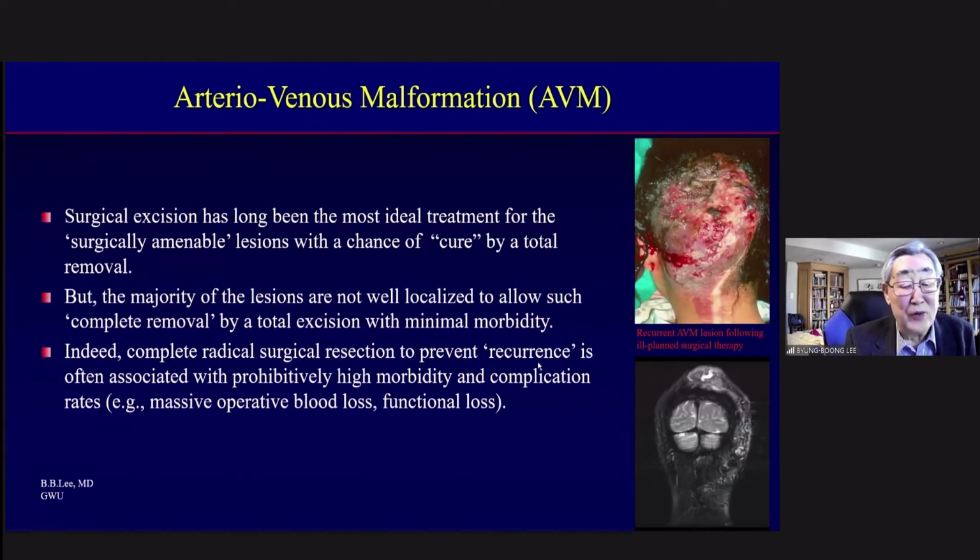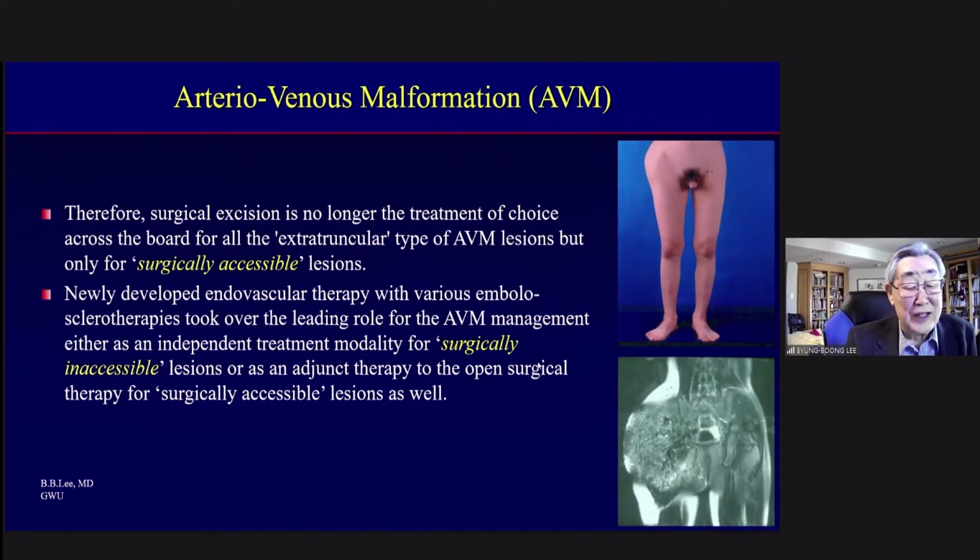Surgical excision has long been the most ideal treatment for the surgically amenable lesion, with a chance of cure, but a majority are not well localized to allow complete removal by total excision with minimal morbidity. Therefore, surgical excision is no longer the treatment choice across the board, but only for surgically accessible lesions. Newly developed endovascular therapy took over the leading role as an independent treatment modality for surgically inaccessible lesions, and also as an adjunct to open surgical therapy for accessible lesions.